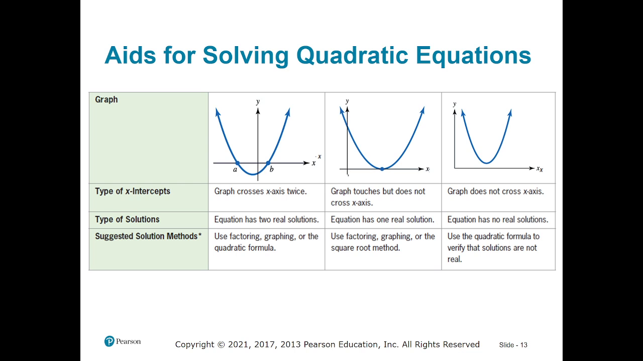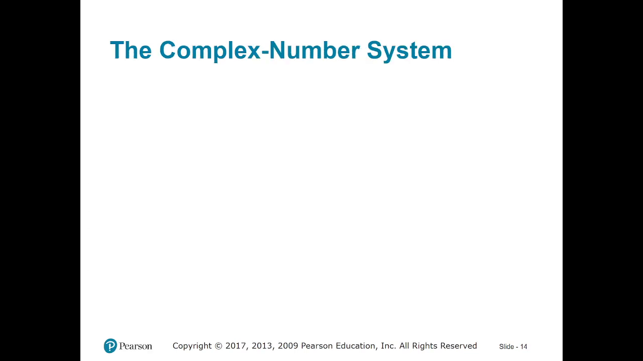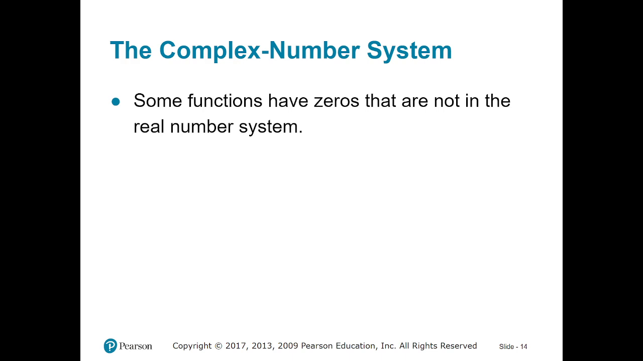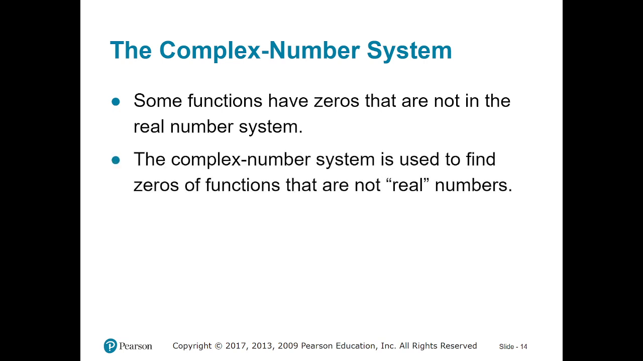And if we do, we'll end up with some negative square root in our answer, which means that the solution is not real. In fact, it's complex. All right, now we're going to talk about that complex number system. So some functions have zeros or solutions that are not real numbers. The complex number system is used to find zeros of functions that are not real numbers, right? So this is kind of how we help fill in our holes, right?